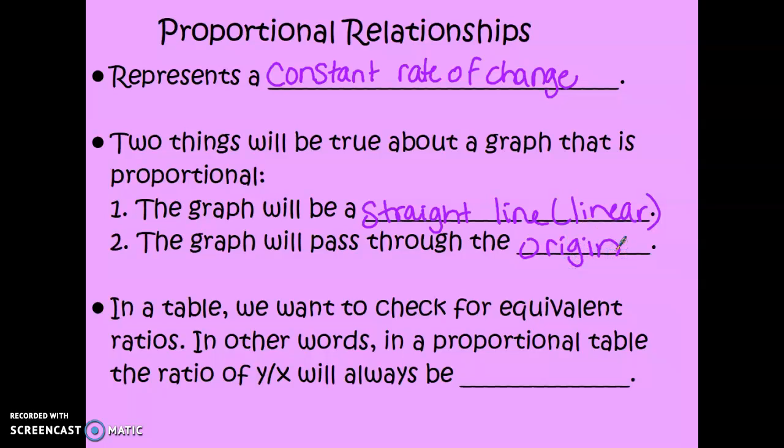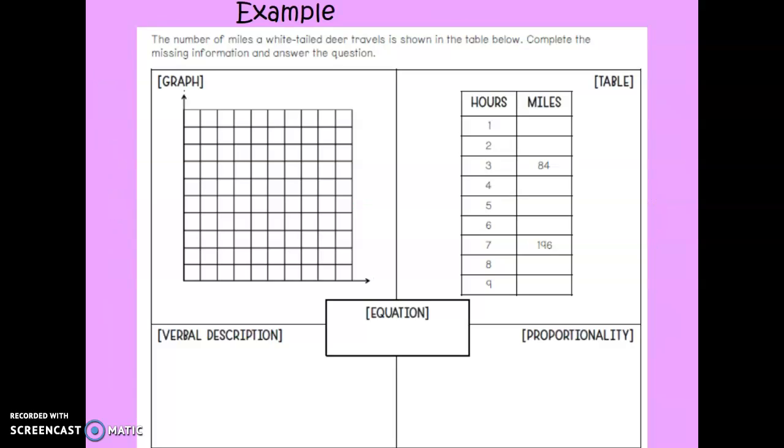Okay, so in a table, we want to check for equivalent ratios. In other words, in a proportional table, the ratio of y divided by x will always be constant. Constant, and you guys can put that word equal. It's always going to be the same. Okay? If you need to, of course, you can always pause the video to fill your notes in. I'm going to go on to the next page, which is the example that we have.